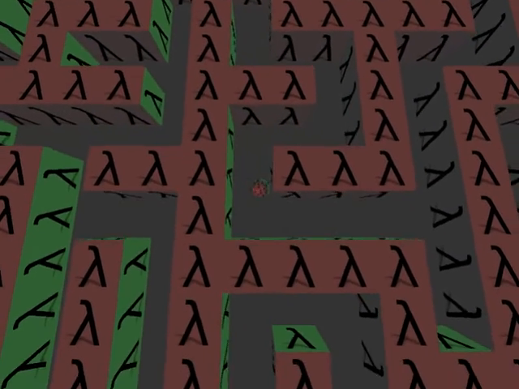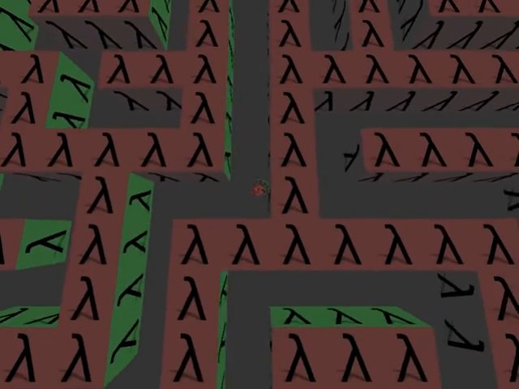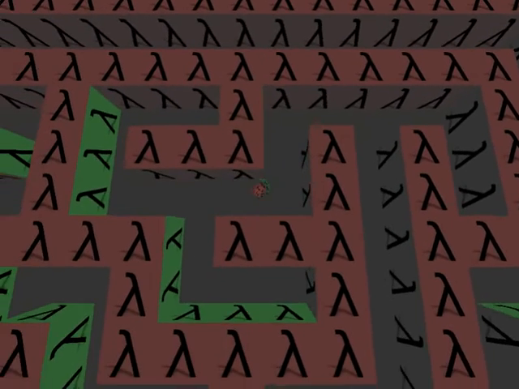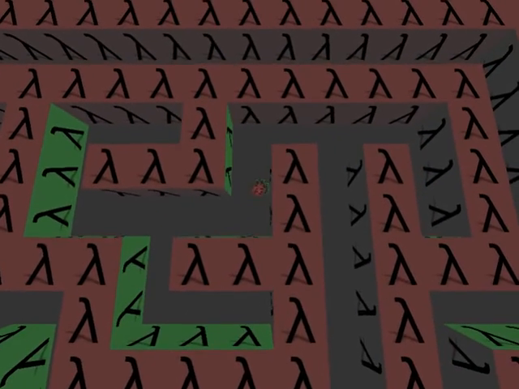I'm using the ODE physics library right now. I wrote some bindings into Lisp for that. I also, of course, wrote the Clinch graphics engine, all of which I'm using here.